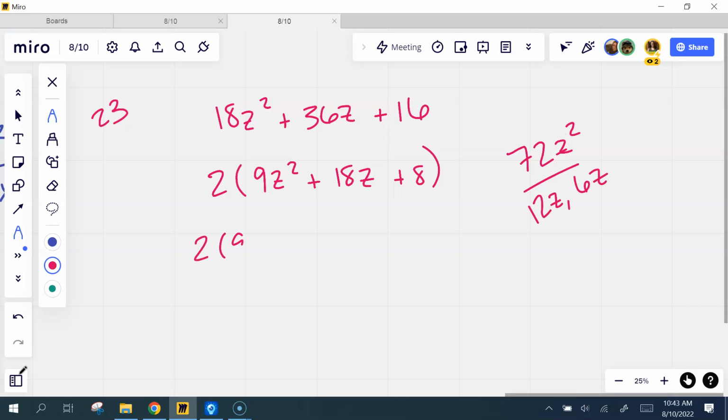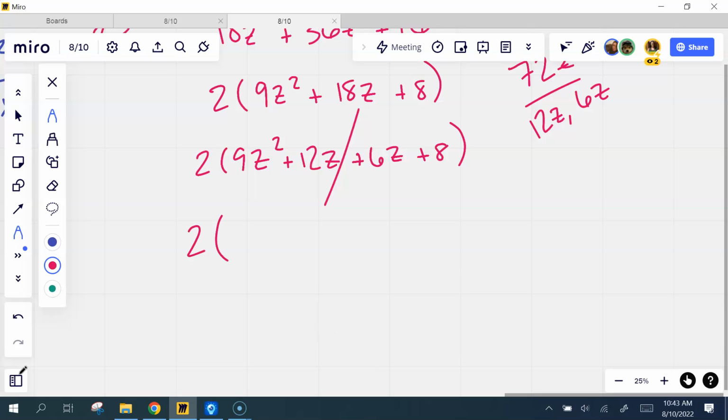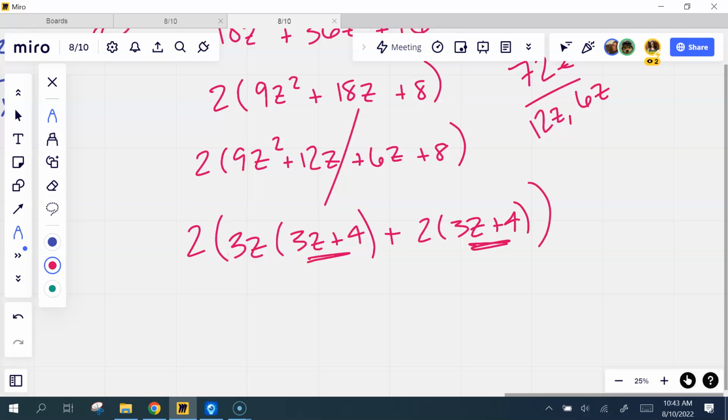So I have 9Z squared plus 12Z plus 6Z plus 8. GCF of 9Z squared and 12Z? 3Z, what's left? 4. GCF of the last two? 2. If I get to this point and these are not exactly the same, I need to stop and reevaluate, go back up.